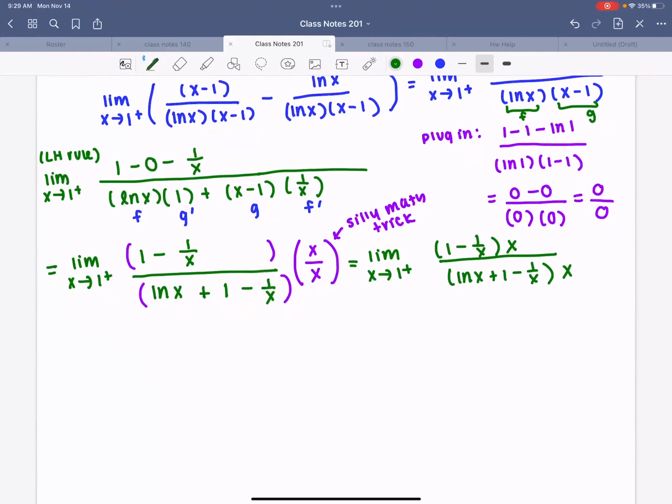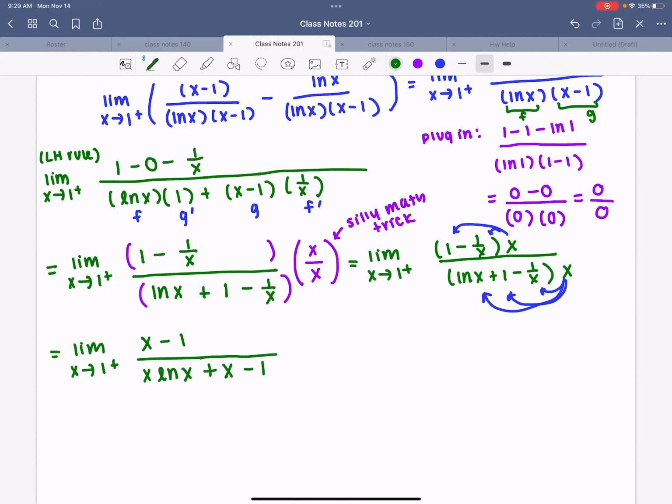What I'm going to do now is FOIL that x over. We're going to take this x and bring it over to each of these terms. So we're left with the limit as x goes to 1 from the right. x times 1 is x. 1 over x times x is 1. On the bottom, we have x times the natural log of x minus x, plus x minus 1. Does everyone see what I did here?